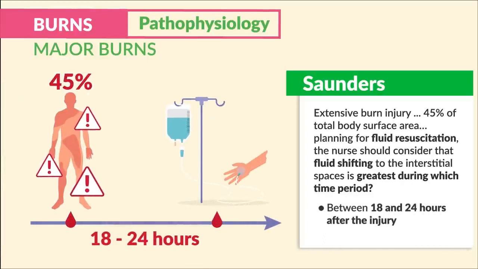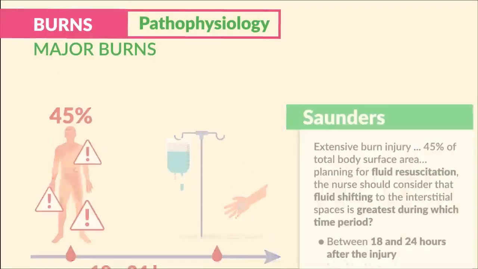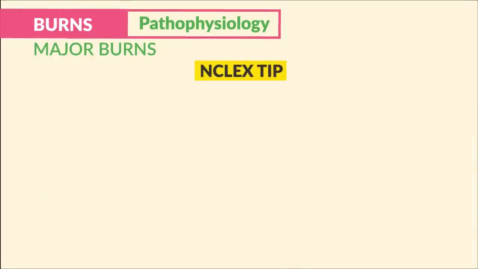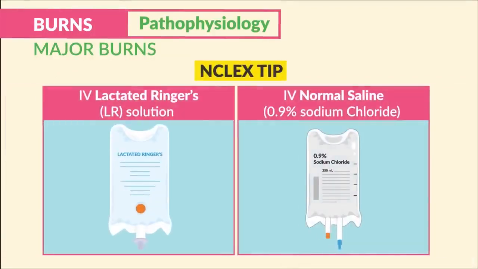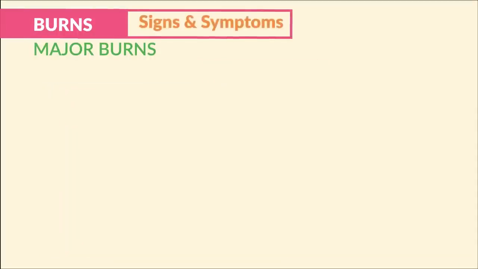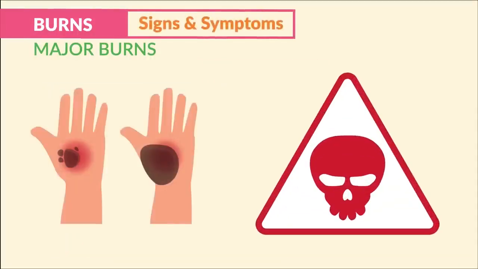Yes, the key term here is before or within 24 hours of the injury. Fluid resuscitation is priority, with normal saline and lactated ringers are isotonic solutions. So please be sure to write that down. That will save a life, and it's the most tested. Now for the big signs and symptoms of major burns. These ones love to show up on exams.